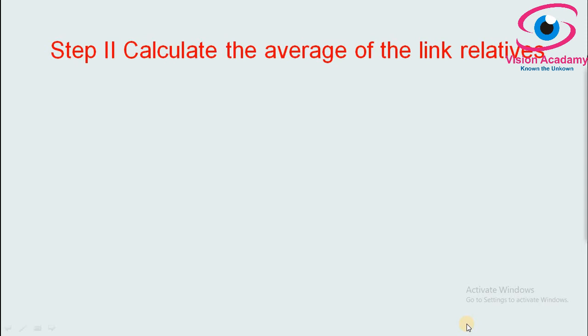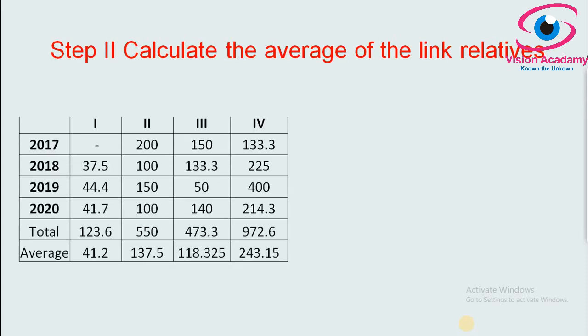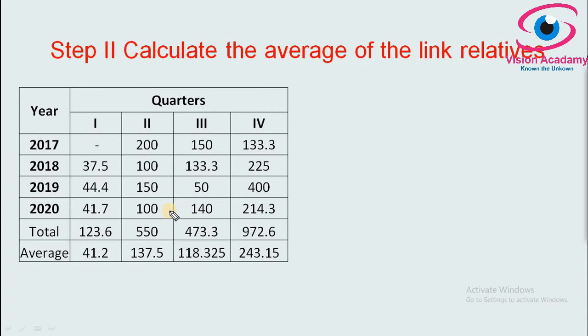We need to calculate the average of link relatives. In the first step we obtained the link relatives; now we have to take their average, the average for each quarter. For the first quarter, the total is 123.6 divided by the number of elements, 3. You need to be very careful here because there is no value for the first quarter of 2017.